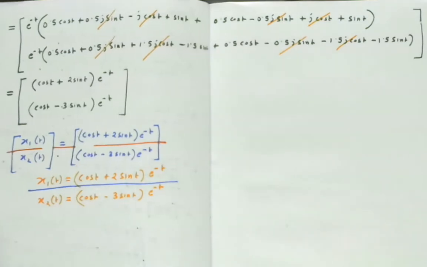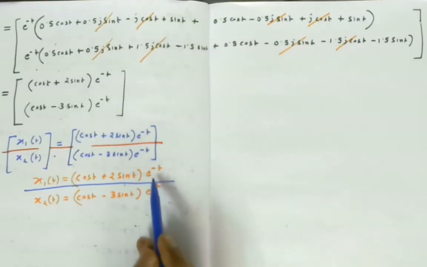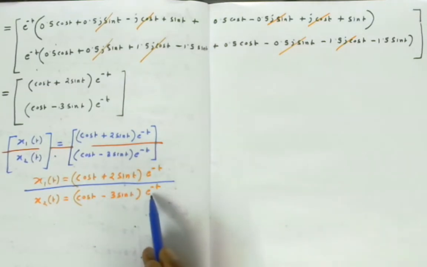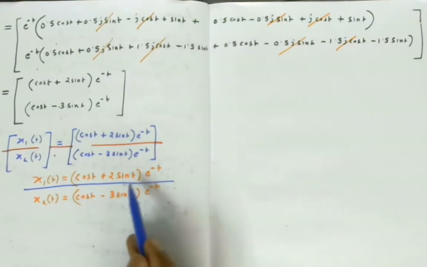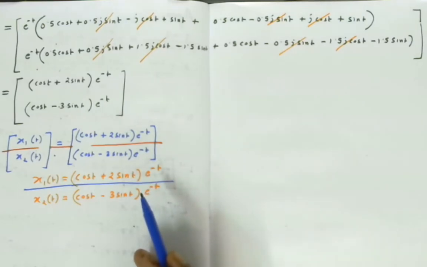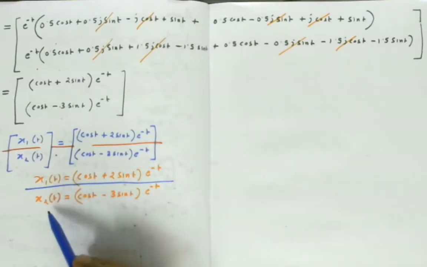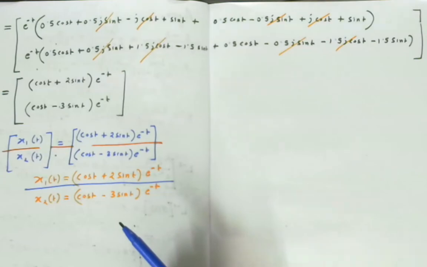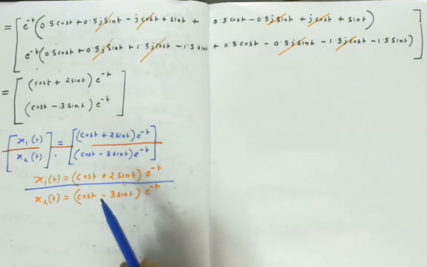See, the x1(t) expression contains e to the power minus t, and the x2(t) solution also contains the expression e to the power minus t. So when time tends to infinity, what will happen? Obviously x1(t) and x2(t) will be 0, isn't it? x1(t) and x2(t) will be 0. So what does it mean?